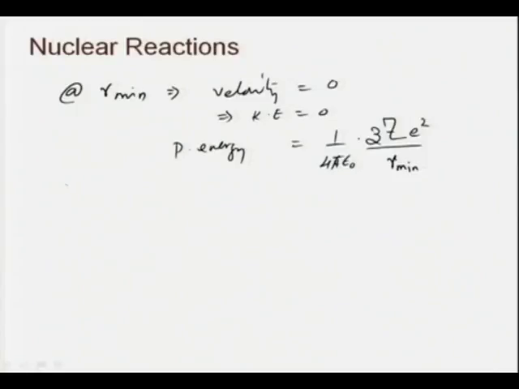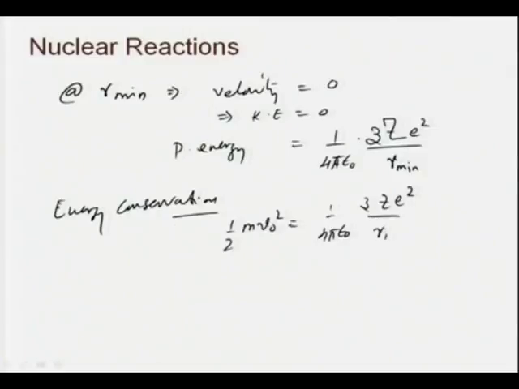That is also the total energy. There is no kinetic energy, so the total energy is equal to this. Energy conservation will tell you that the initial energy, half m V_0 square, is equal to 1 over 4 pi epsilon 0 z Z e square over R min. So, that is one relation you can keep in mind, or R min you can find from this, the closest approach, etc.